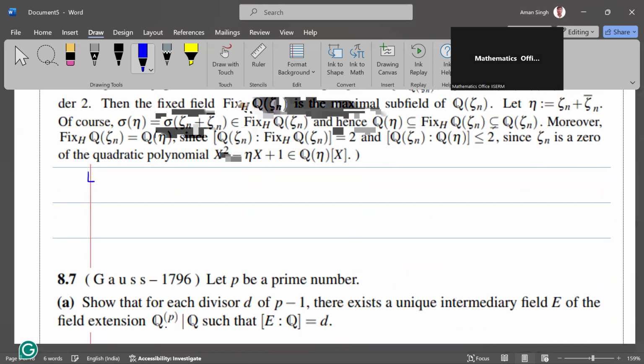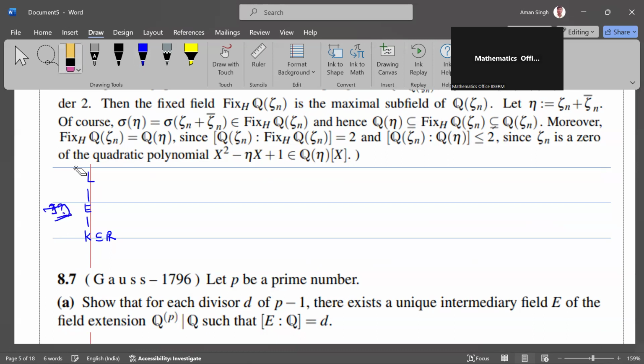L over E over K. K is contained in R anyway. So the question is one of existence. Does there exist such an E or not? For that, we will just use the hint, okay, and we'll take the automorphism group of L over Q.